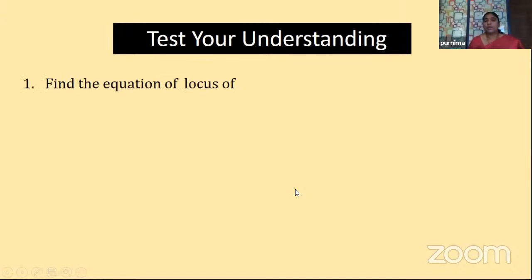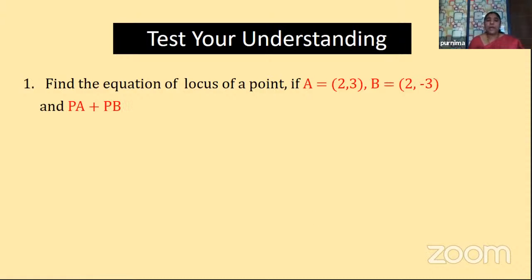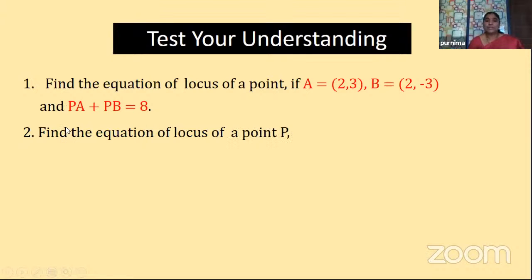Find the equation of locus of a point P if A is equal to (2, 3) and B is equal to (2, -3) and PA + PB is equal to 8. So here, what is the sum based on, children? It is based on sum of the distances. And what is the second question?